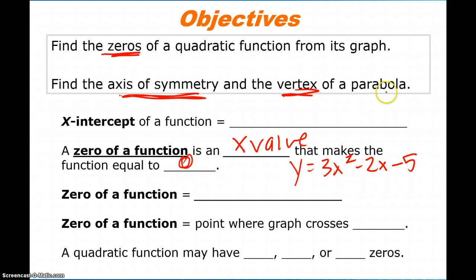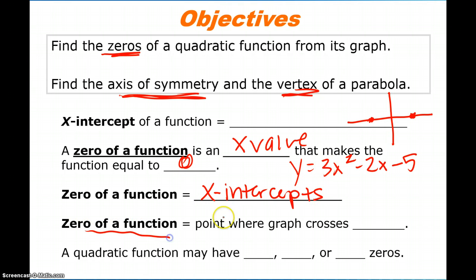So if we pictured that, if I plug something in for x, and the answer comes out to be 0, that would be like if x was 2, it'd be over 2 up 0, or back 5 up 0. So the zeros of the function are basically just the x-intercepts, or where it crosses the x-axis. So the zero of a function is the point where the graph crosses the x-axis. So when you're trying to find the zeros, you look at the graph, you see where it crosses, and those are your zeros. Now there's three scenarios.